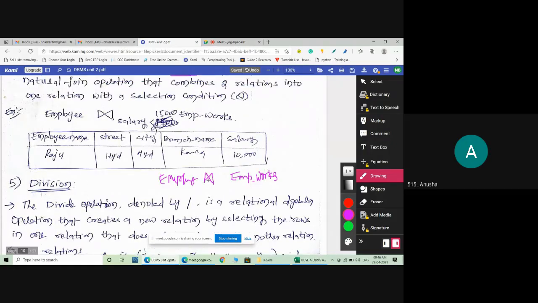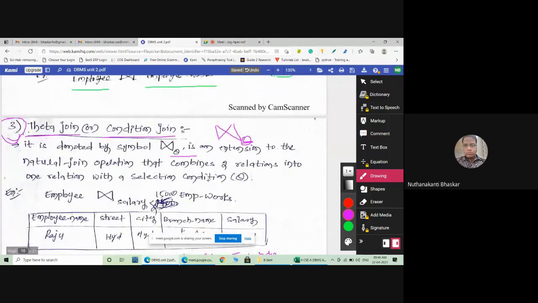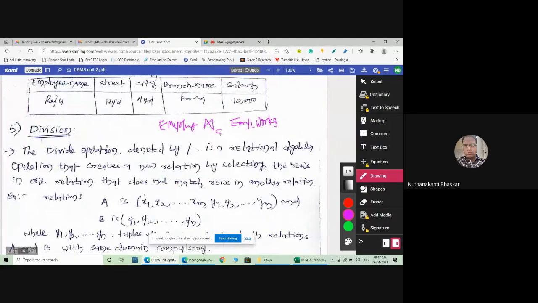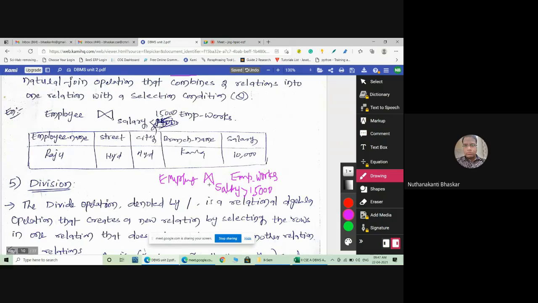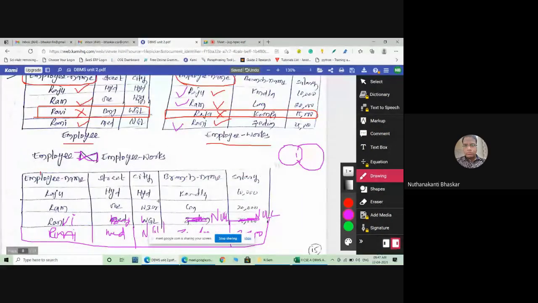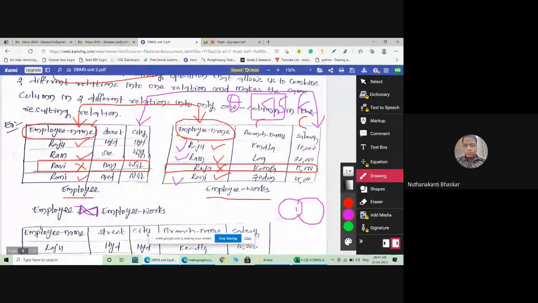Salary above 15,000. Yes, salary above 15,000. Now you know here in the condition join or theta join, we can write the condition salary above, meaning greater than 15,000. Generally, if you do employee natural join employee works, the result will come out like this. But when I want to join conditionally, what will come out?